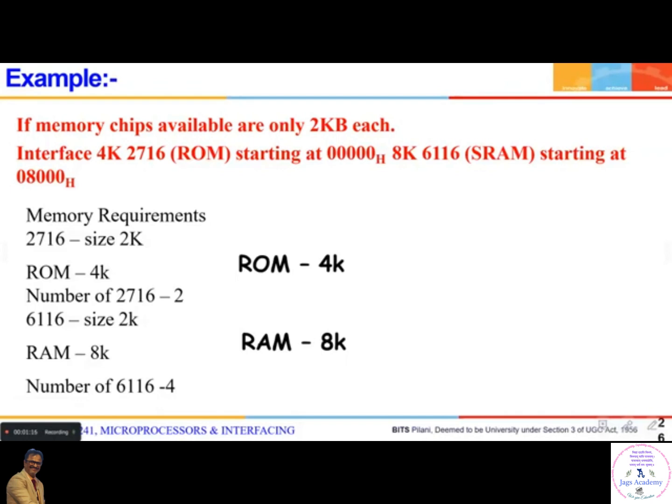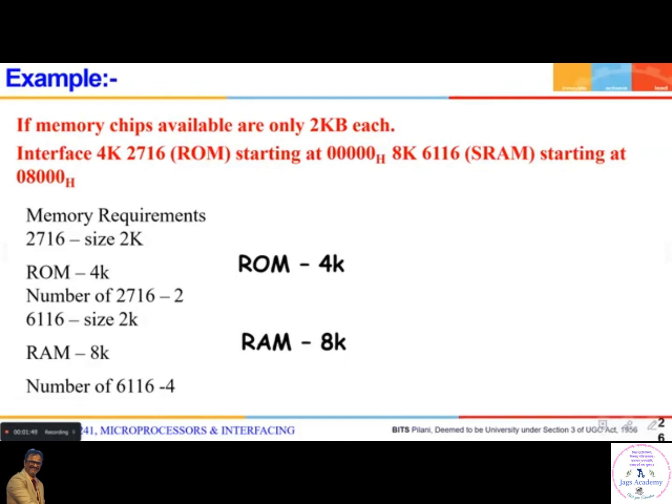Can you tell me what is the capacity of chip 2716? It is 2 kilobytes. What is the capacity of chip 6116? 2 kilobytes. Right? Your chips are 2 kilobytes, so definitely you have to put multiple chips. So the memory requirement is 4K. You know how many 2716 are required? 2. And how much RAM is required? 4.